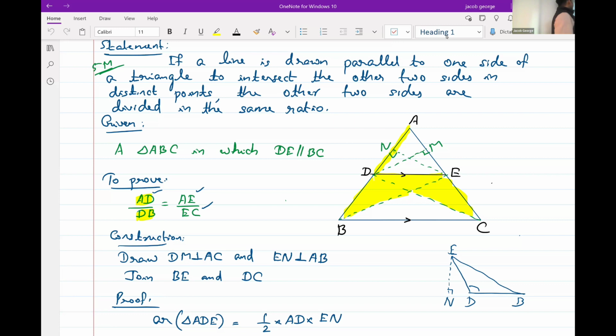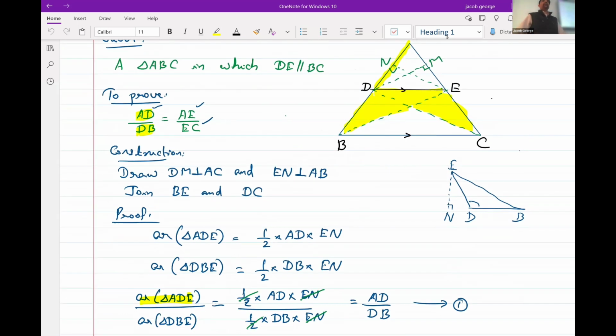In ADE, half into base. What is the base? Base is AD, right? And the height towards the base? EN is the height. So first write area of triangle ADE is equal to half into AD into EN. We are doing triangle proofs, we are starting today. Okay.